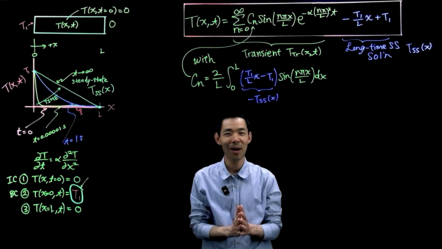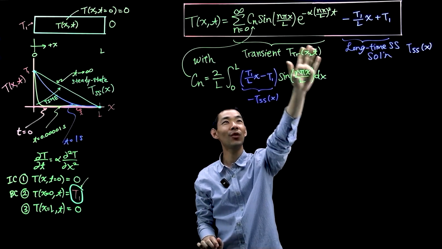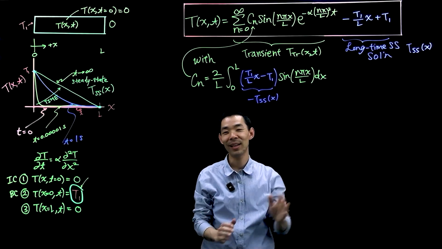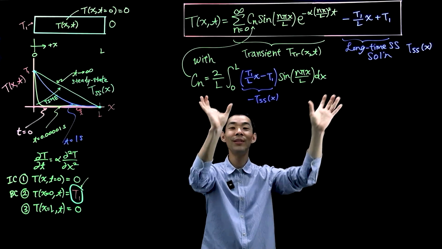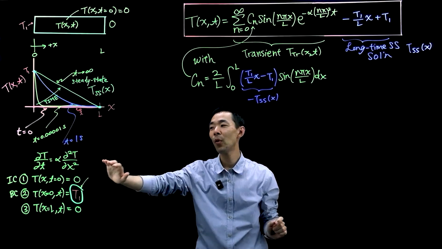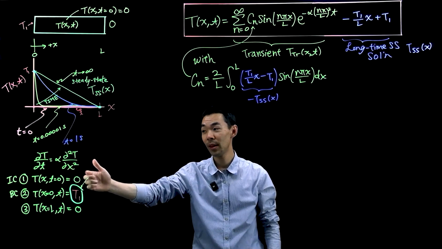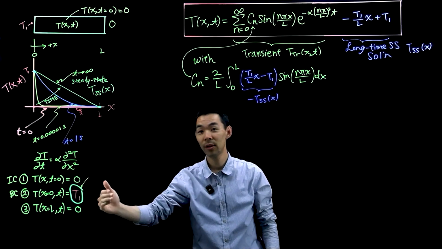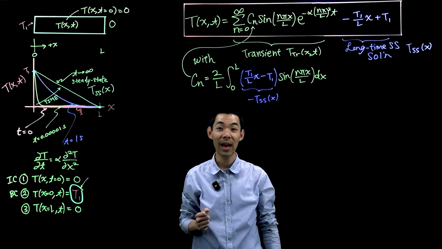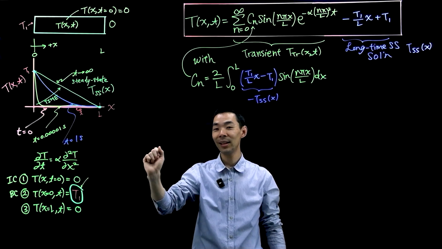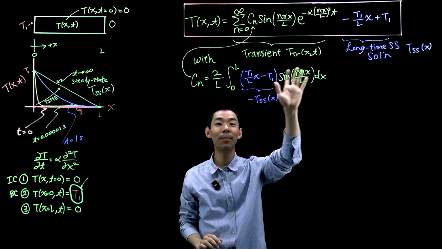Now, one more comment. We broke up our overall solution into two terms, a transient term and a long-time steady-state solution. And this superposition and a linear combination of these two solutions can only be done for linear differential equations. If you were to have a nonlinear term like T squared or T times the partial derivative of temperature with respect to x, that kind of nonlinearity will automatically preclude you from doing an approach like this.